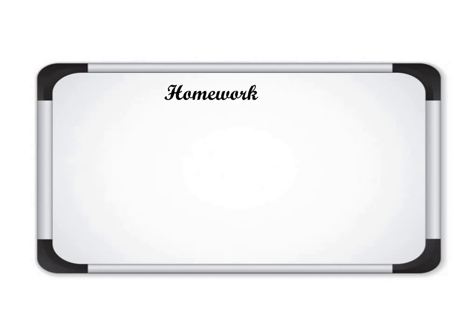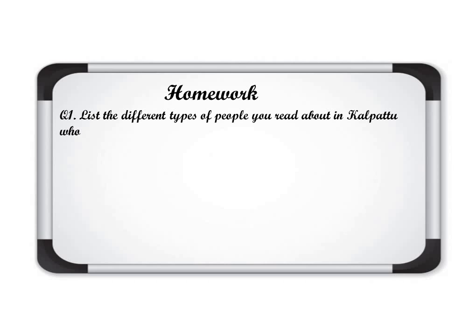Now it's time for homework. Question number 1. List the different types of people you read about in Kalpattu who depend on farming. Who is the poorest among them and why? Here you will write, first of all, the different people who depend on farming in Kalpattu. So all three you will write there, and the poorest one you will write the name.